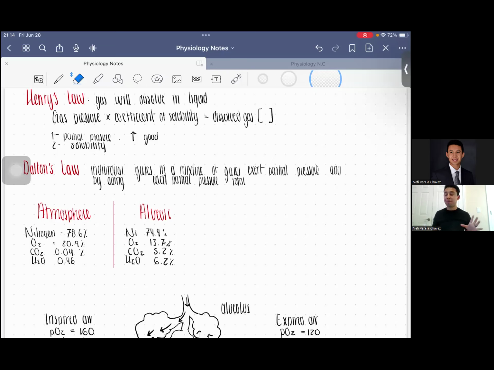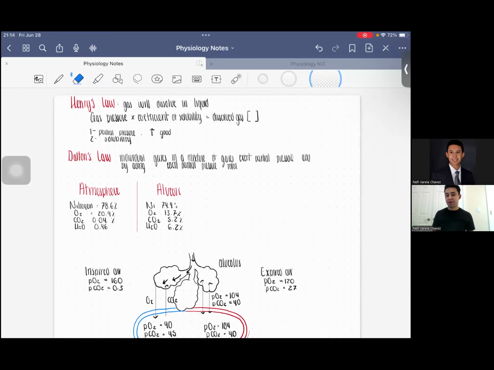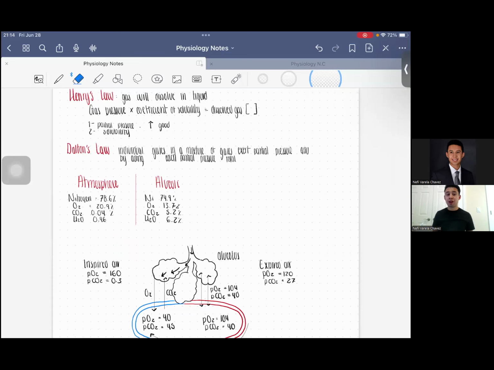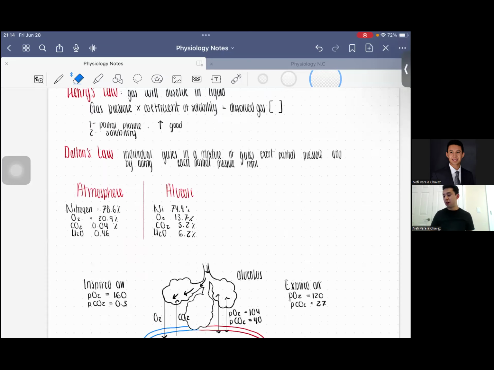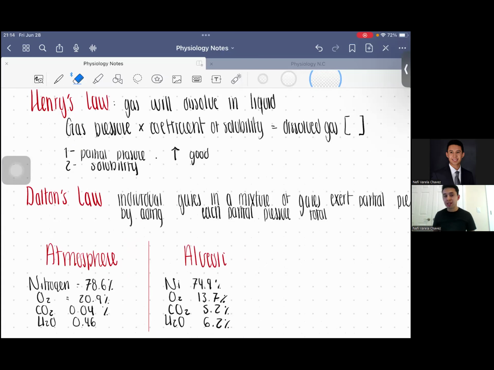I'm really excited because we are reaching the end, and I'm going to talk about something really, really cool. I'm going to start by describing two physics and chemistry laws.